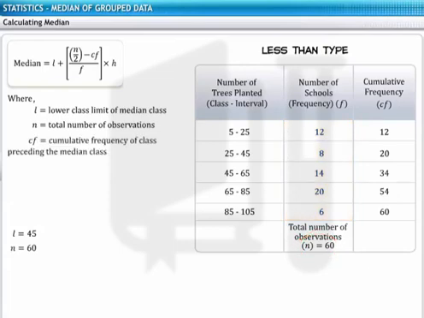The symbol CF in the formula of median stands for cumulative frequency of the class preceding the median class. In this case, the median class is 45 to 65 and the class preceding it is 25 to 45. This class has a cumulative frequency of 20. Thus, the value of CF in this case is 20. The symbol F in the formula of median stands for frequency of the median class. In this case, the median class is 45 to 65, and its frequency F is 14.